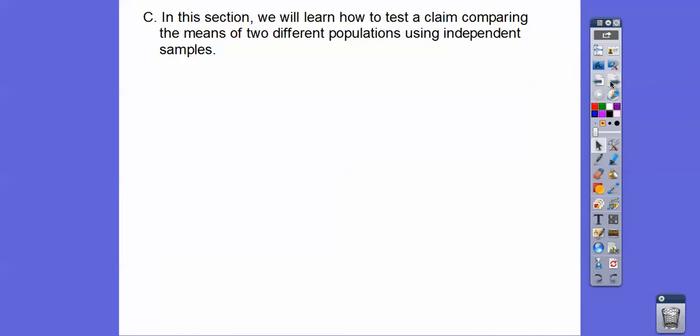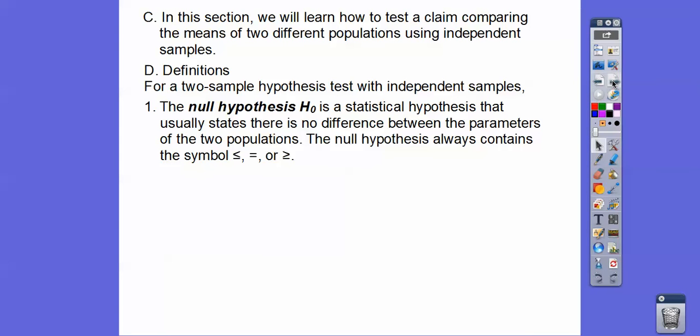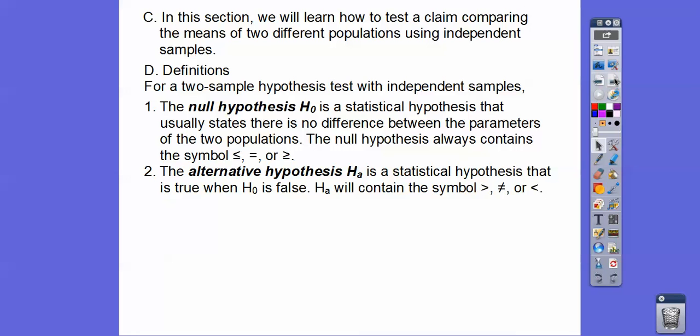In this section, we're going to learn how to test claims comparing the means of two different populations using independent samples. So for a two-sample hypothesis test with independent samples, sorry, I had a brain freeze right there. The null hypothesis is a statistical hypothesis that usually states that there is no difference between the parameters of the two populations. So the null hypothesis is always going to have the symbols with the equals involved. The alternative is going to be true when your null is false, and it'll always have greater than, not equal to, or less than.